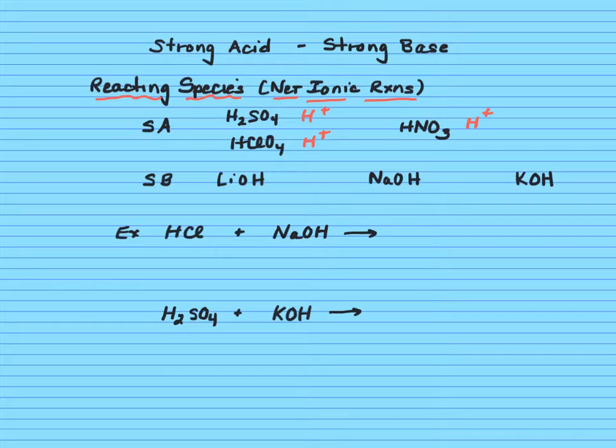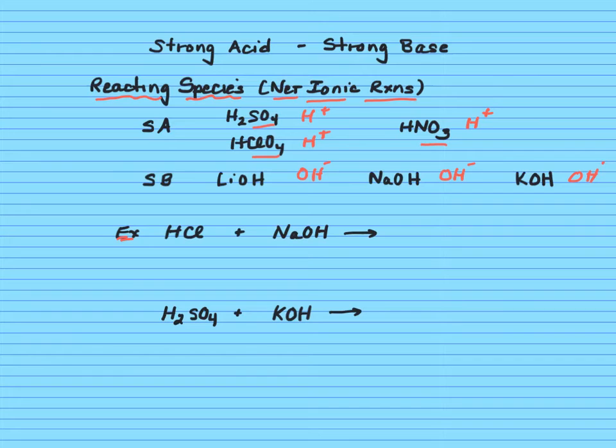So to write a net ionic equation, I can ignore the sulfate and the perchlorate and the nitrate. Similarly for strong bases, because they dissociate completely, the only part that I'm worried about is the OH-. That's what makes it a strong base. The Li+, the Na+, and the K+ are always going to be spectator ions because they're alkali metal ions.